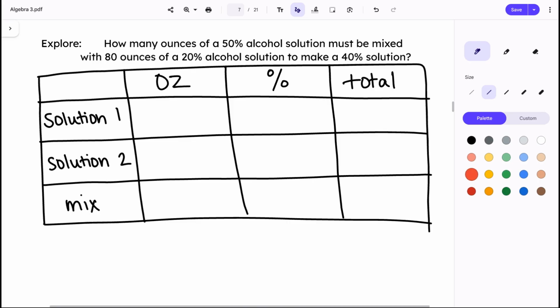Now let's fill in the numbers that we have here. It says how many ounces of a 50% alcohol solution must be mixed with 80 ounces of a 20% alcohol solution to make a 40% solution. I have 3 percentages here, so let's just fill in our percent column first. How would I write 50% as a decimal?